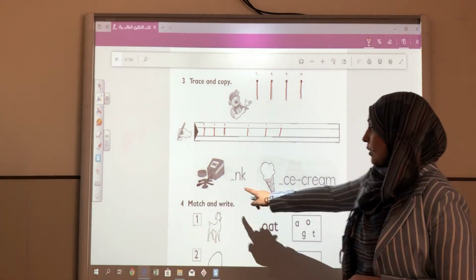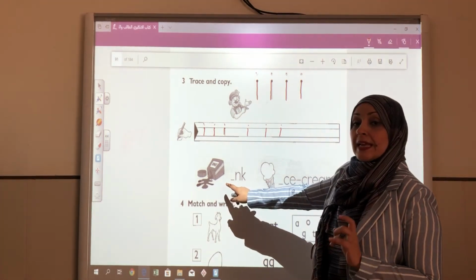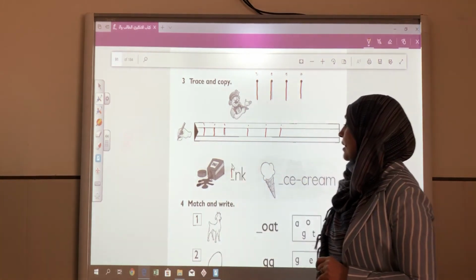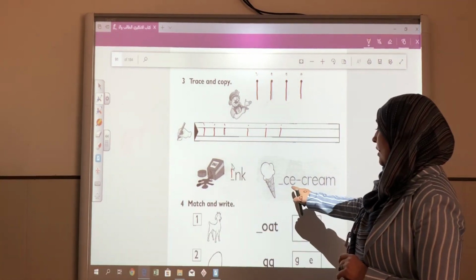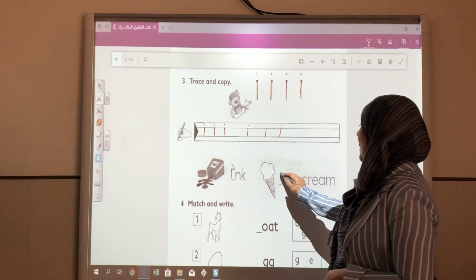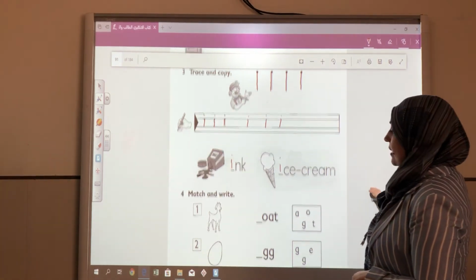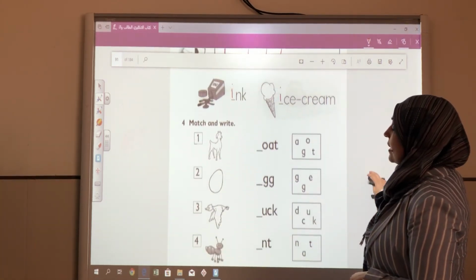Look what we have here. Ink. Write letter I. What this one? Do you like it? Yes. Ice cream. I like ice cream.